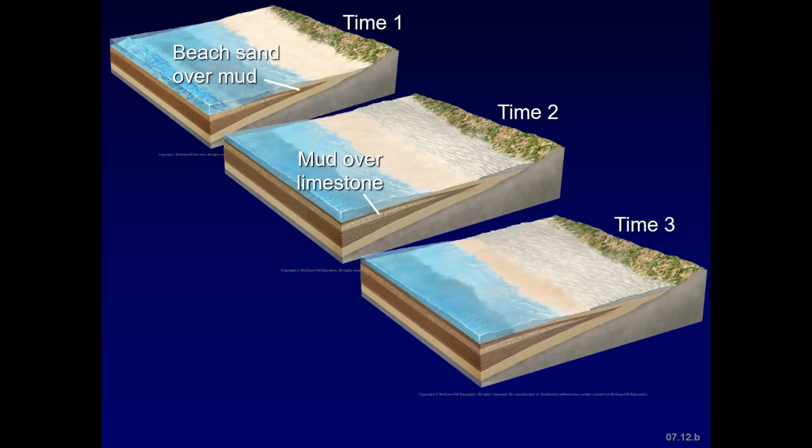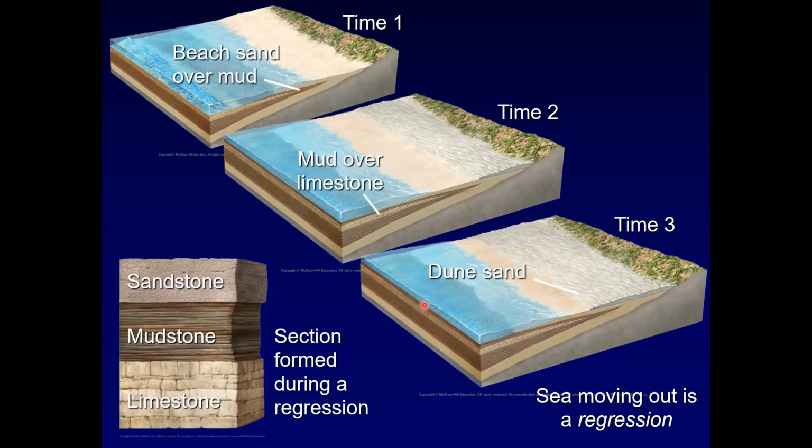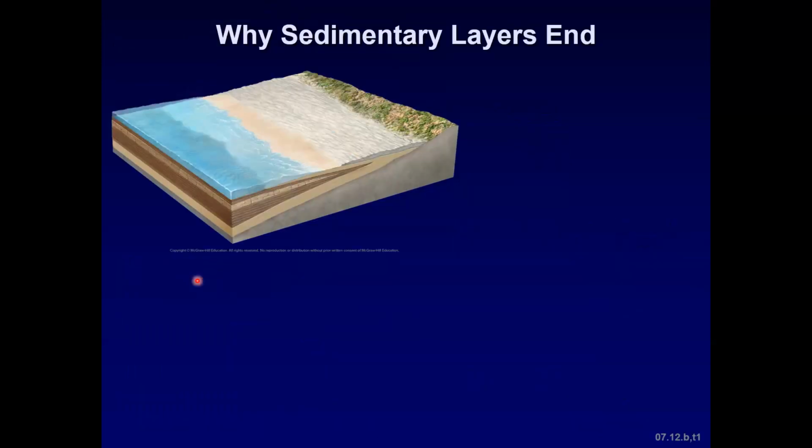At time 3, the sea is retreating further. Deeper marine sediment is overlain by shallower marine sediment or by land deposits, and then some layers can be eroded and removed. The sea moving out is called a regression. If we were to cut a section out from this, we would first see limestone deposited, then mudstone, then sandstone on top. So it's opposite of a transgression that way.